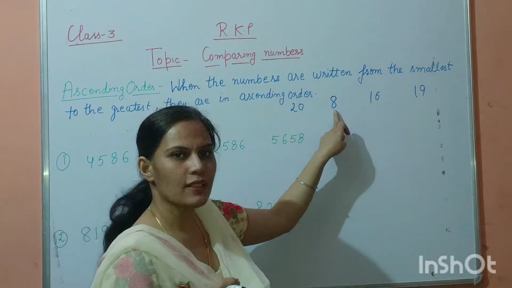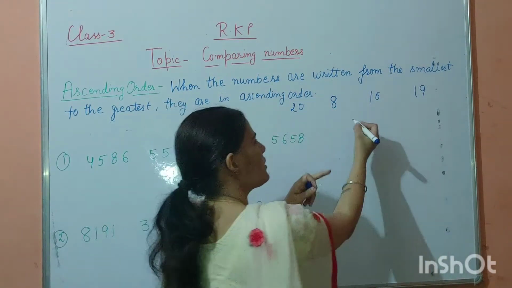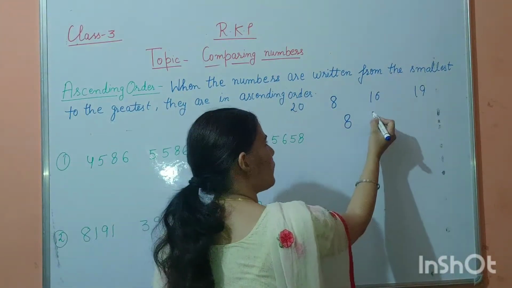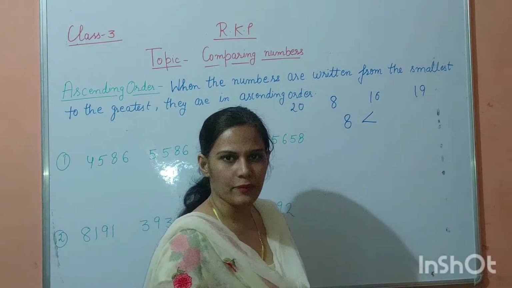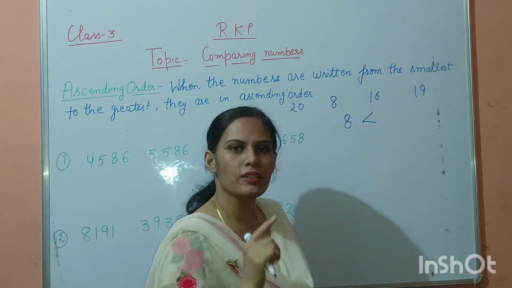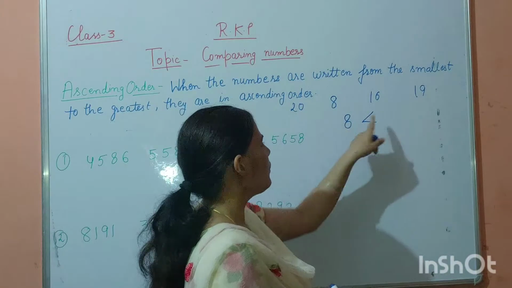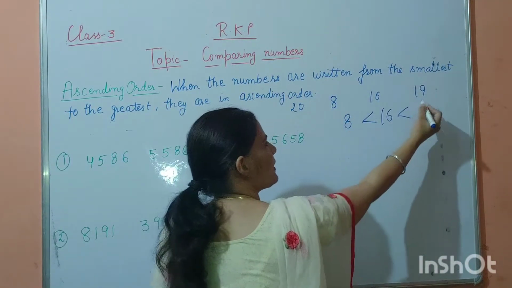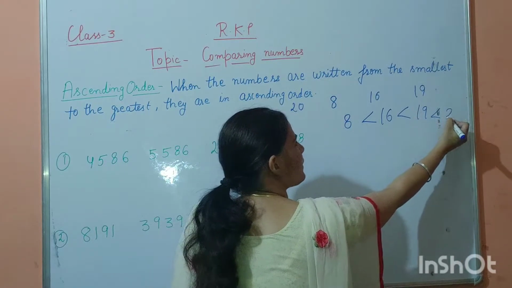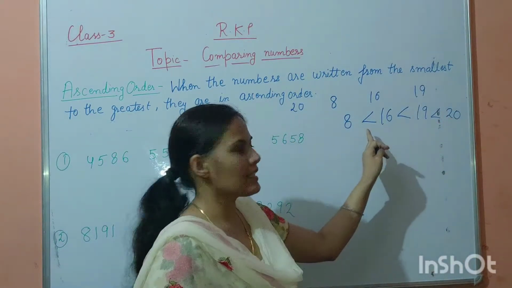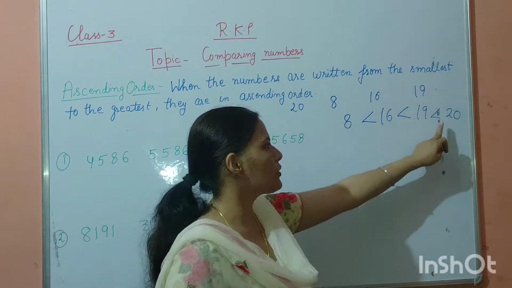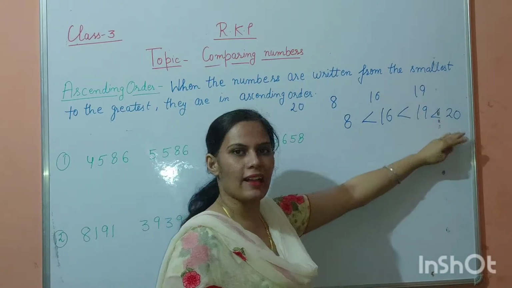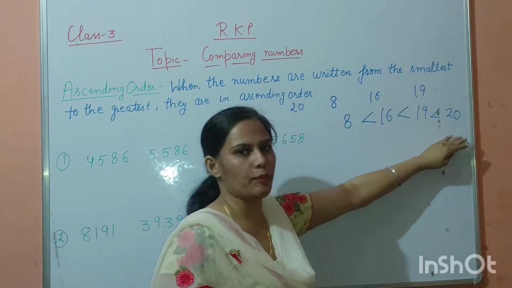First the smallest number will come. You can see the smallest number is 8. So first 8 right here. What sign will come? Less than sign. In ascending order we use the less than sign. Now the next number will be 16. Then use less than sign. Then 19. Then 20. So students, you can see in ascending order we are using the less than sign. First the smallest number and at last the greatest number will come.